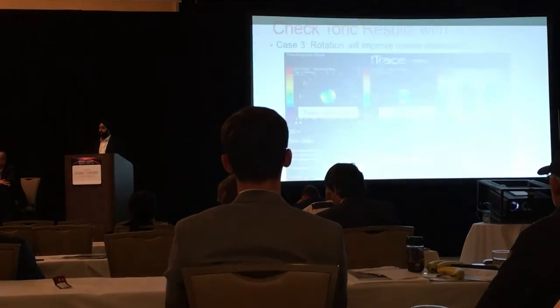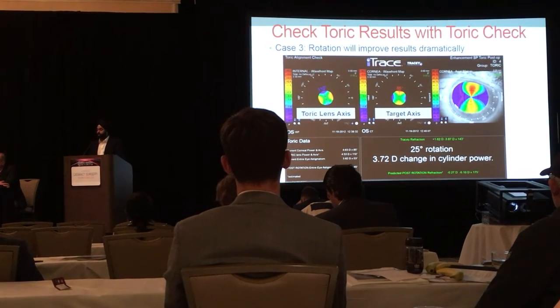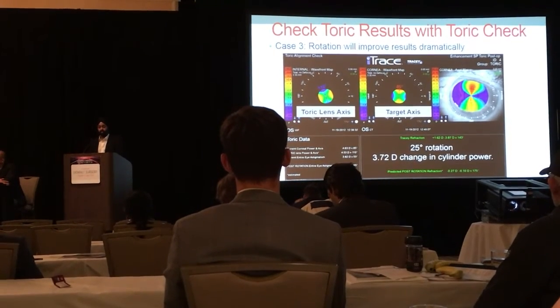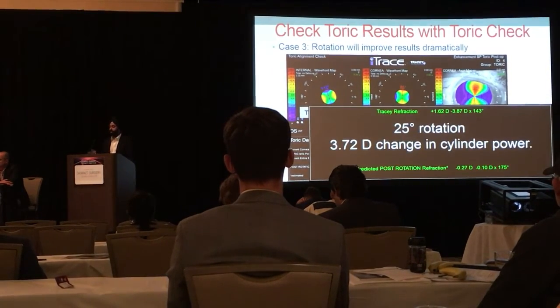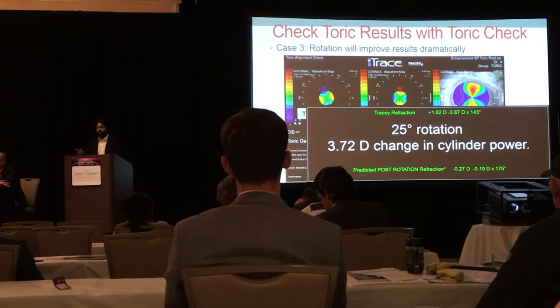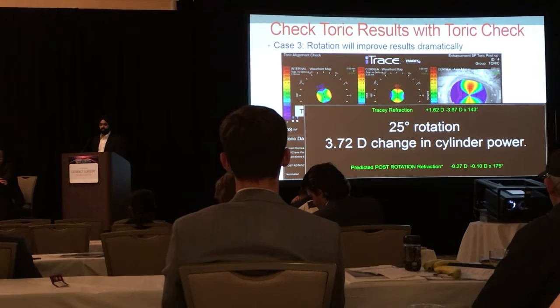Here's an example of a patient where we are off with our alignment. So the toric axis here is about 25 degrees away from what the target should be. You should be at 85 and you're way off. So it's telling you, if you rotate this 25 degrees, you will get 3.72 diopters of cylinder power correction. And it tells you your predicted post-op rotational refraction.